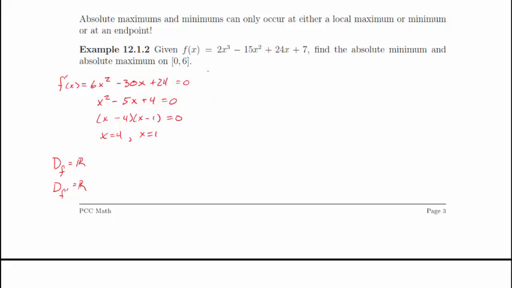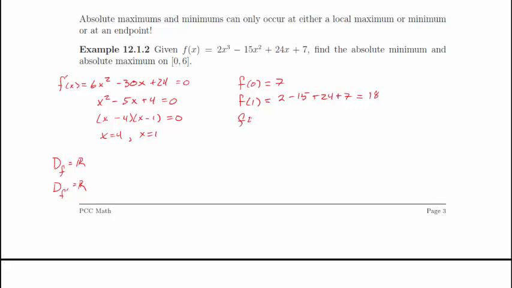So now that I've got my critical values, I can find my absolute minimum and absolute maximum by simply saying, okay, what's f of 0, by plugging in my endpoint, and that is 7. And then I'll say, what's f of 1, my first critical number, and I'm going to get 2 minus 15 plus 24 plus 7. That equals 31, 32, 33, minus 15 is 18.